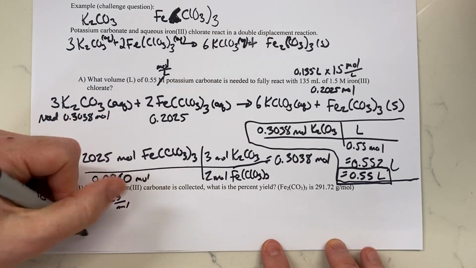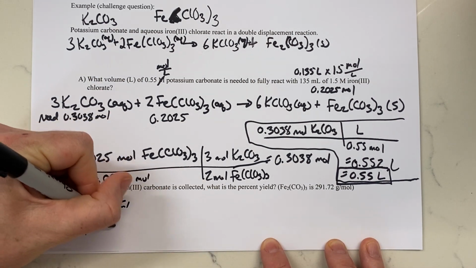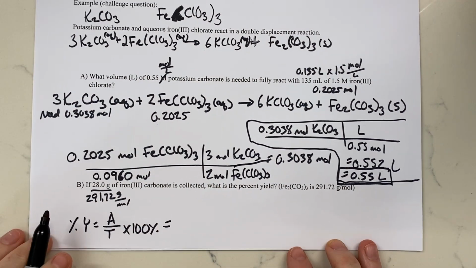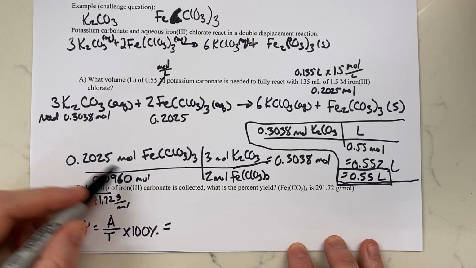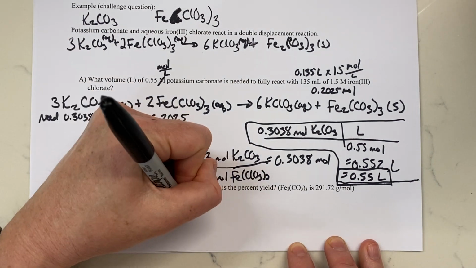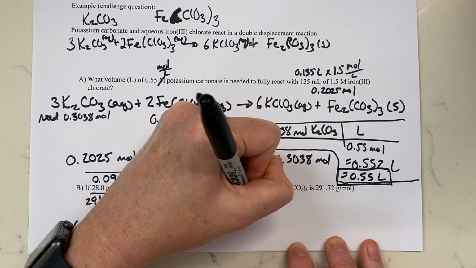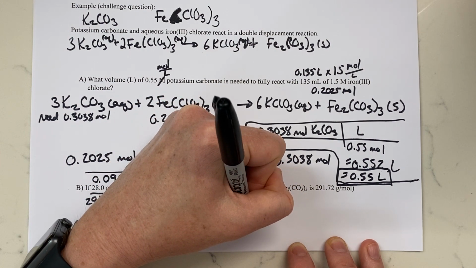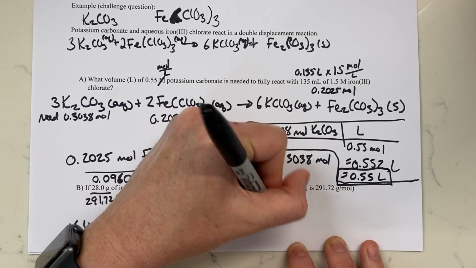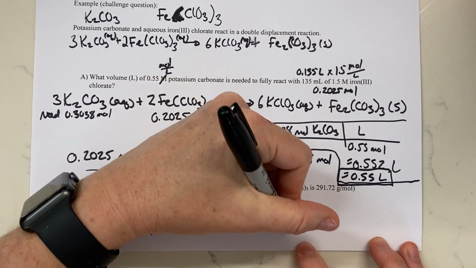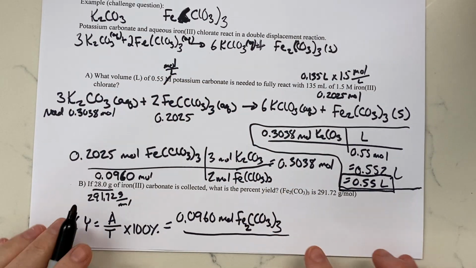Well, we know that percent yield is actual over theoretical times 100%. Do we know our actual? Oh yeah, we do. Our actual is 0.096 mole of iron(III) carbonate. Our theoretical, we can figure out.